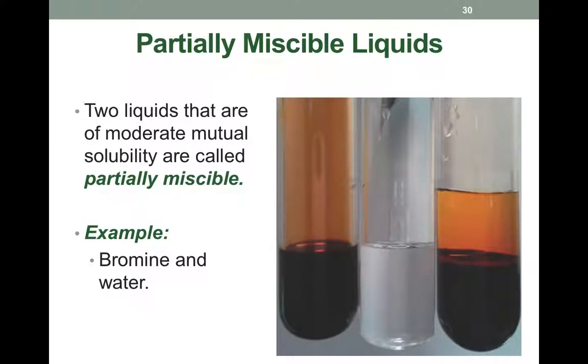Sometimes things are partially miscible, which means they have a low solubility, but they will dissolve somewhat. On the left, I have a test tube of liquid bromine. In the middle, I have a test tube of water. And on the right is where those two have been mixed together. We can see that it forms two layers, but some of the orange color is dissolved into the water layer. So we know that a small amount of bromine did dissolve into the water. That would be partially miscible.